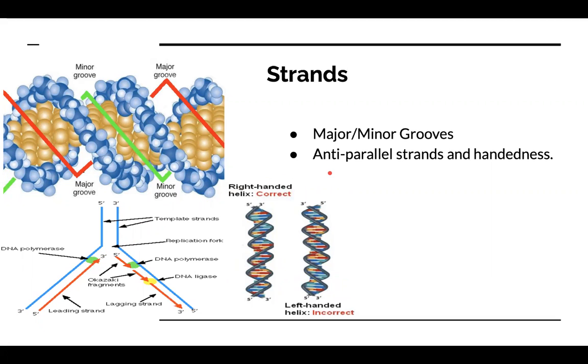Now, these strands are also able to be left-handed or right-handed, but the most accepted model of the DNA strand is right-handed, as seen down below. And all that means is that it twists in the right direction.